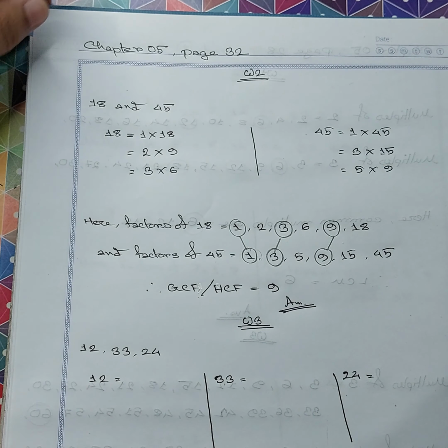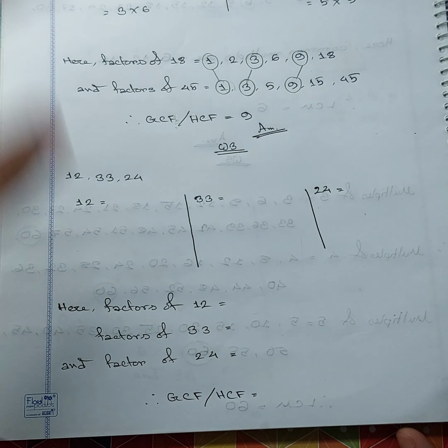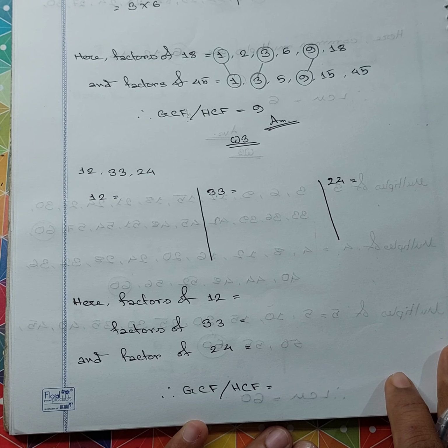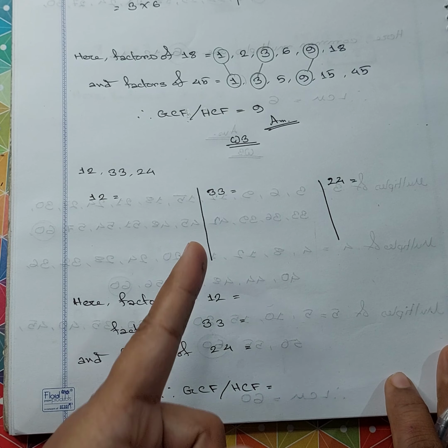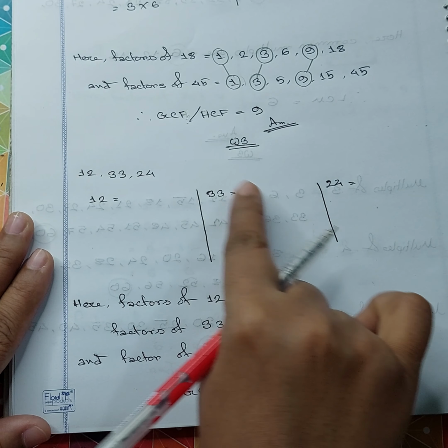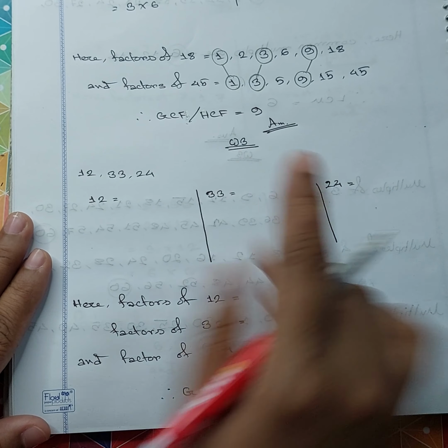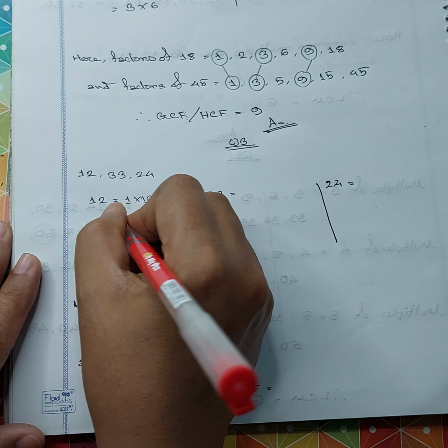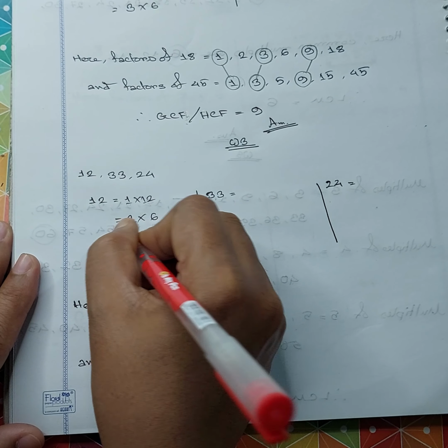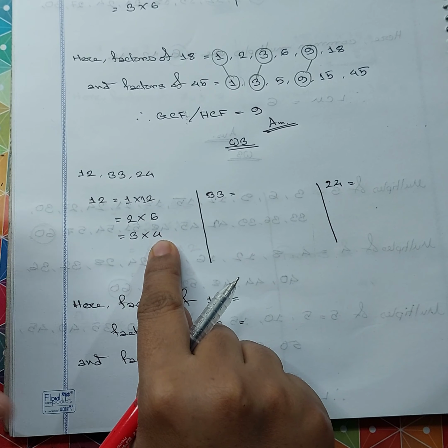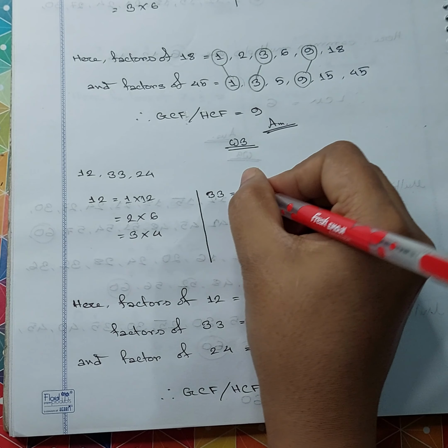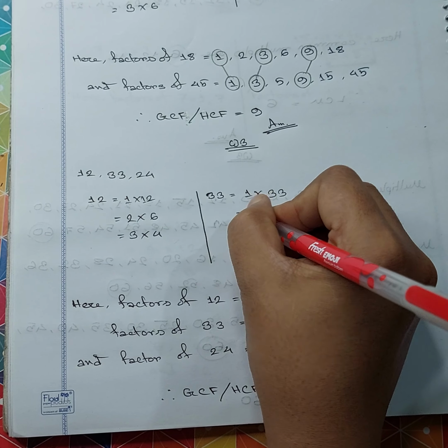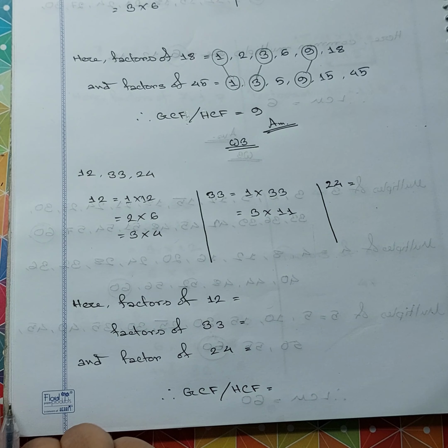When you can understand your math better, remember that everything is easy. Not a single thing is hard. But the catch is you have to understand them. So here I have 3 numbers, 12, 33 and 24. Let's go for this. So 1 times 12. 2 multiplied by 6 and 3 multiplied by 4. Then 4 is already over here, so we don't have to go on like this.